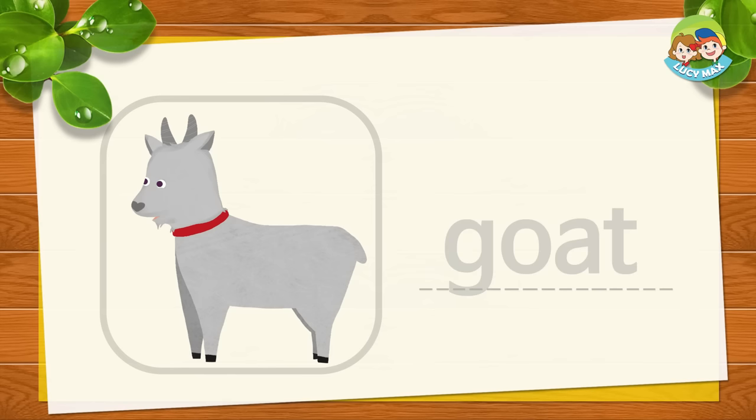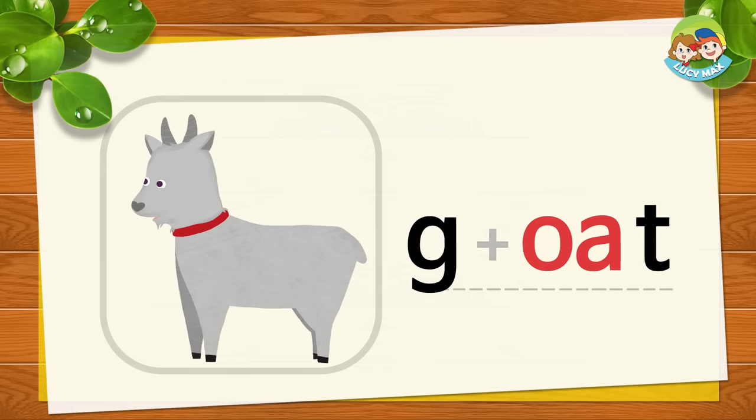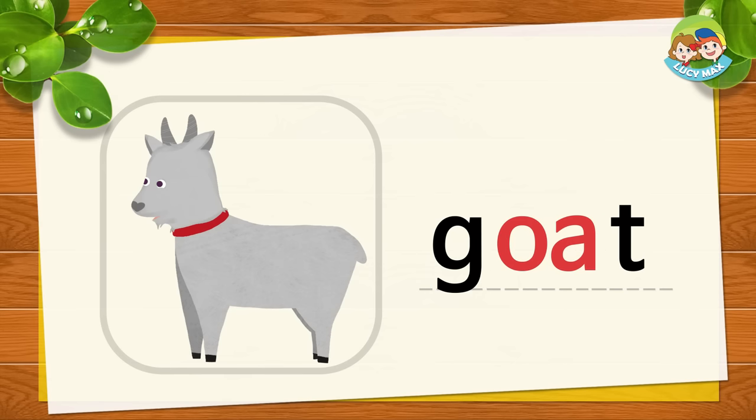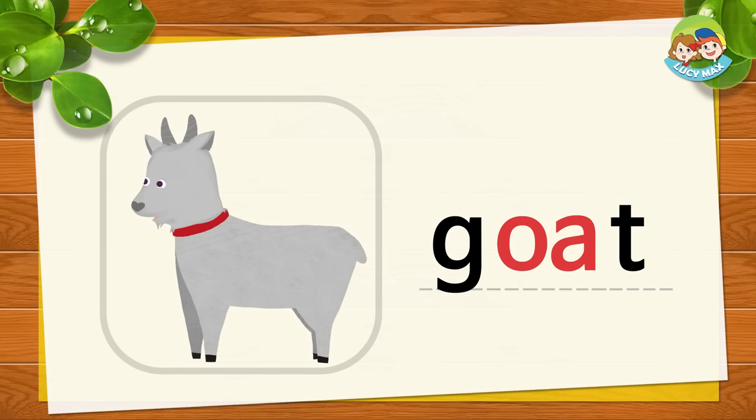This is a goat. G, O and T together is goat. G, O, T, goat. Now you try. What is the goat wearing?